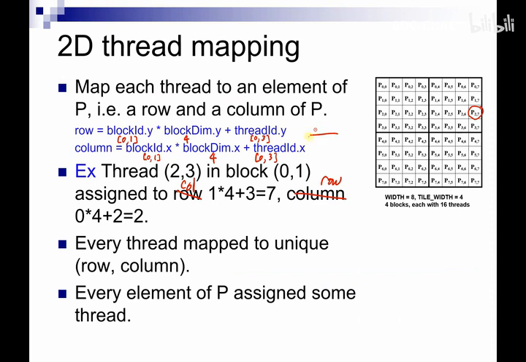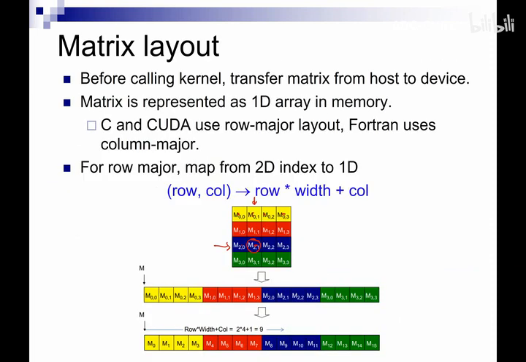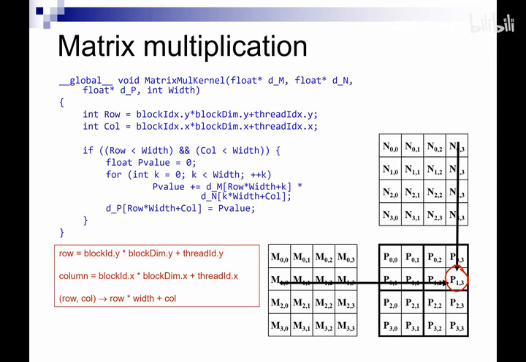It's this formula. So again, this formula has these two features, and this ensures that we compute the correct output. Right, and then once you figure out the row and the column, we need to check that this is not out of bounds. So we have a width by width matrix. We need to make sure that the row and the column are both less than width.